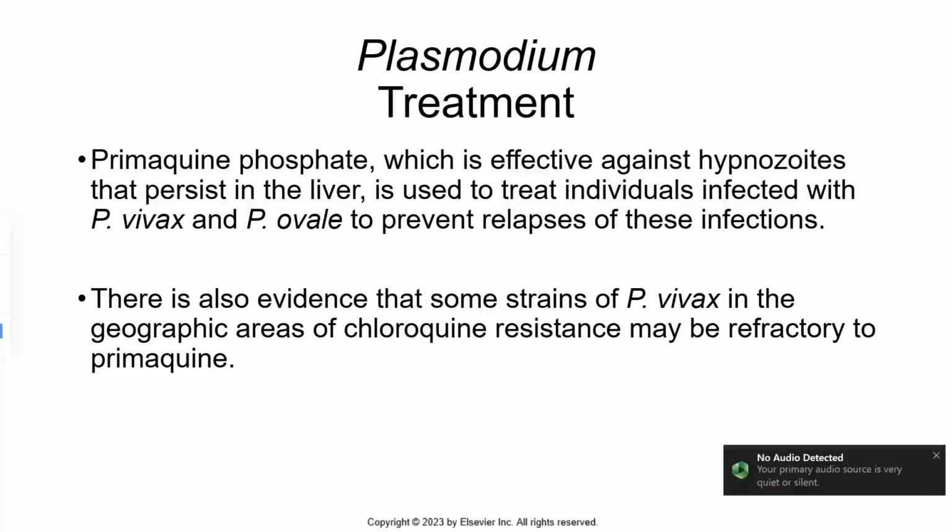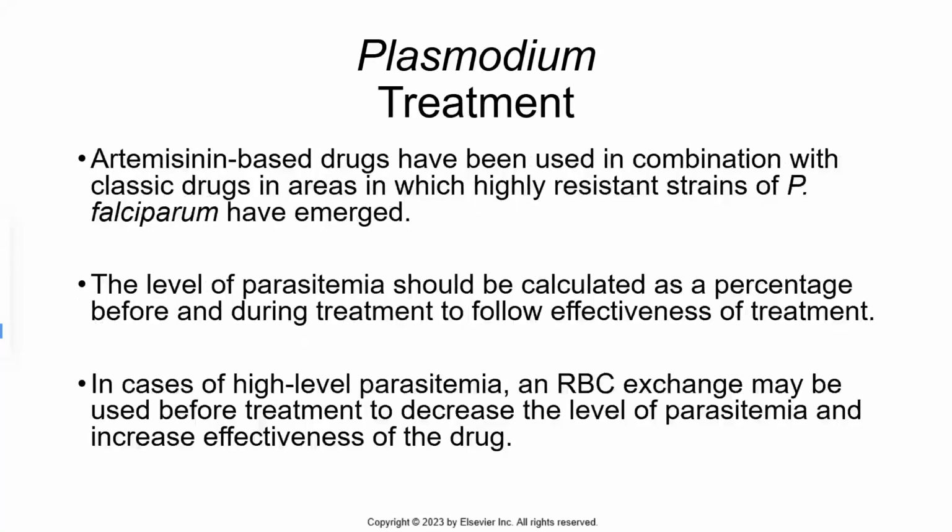Primaquine phosphate, which is effective against hypnozoites that persist in the liver, is used to treat individuals infected with P. vivax and ovale to prevent relapse of these infections. There's also evidence that some strains of P. vivax in geographic areas of chloroquine resistance may be refractory to primaquine. Artemisinin-based drugs have been used in combination with classic drugs in areas in which highly resistant strains of P. falciparum have emerged, so different regions within Africa.